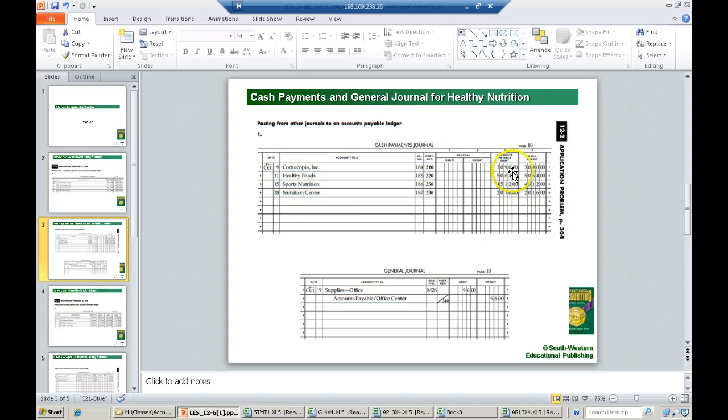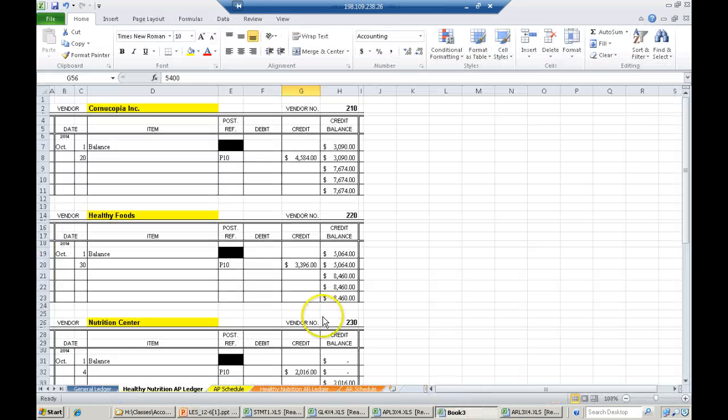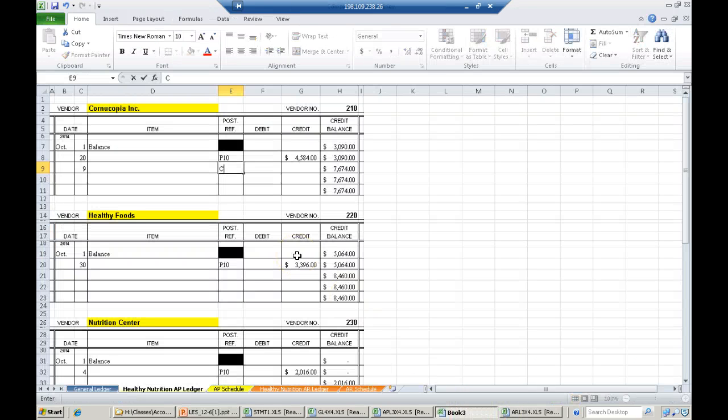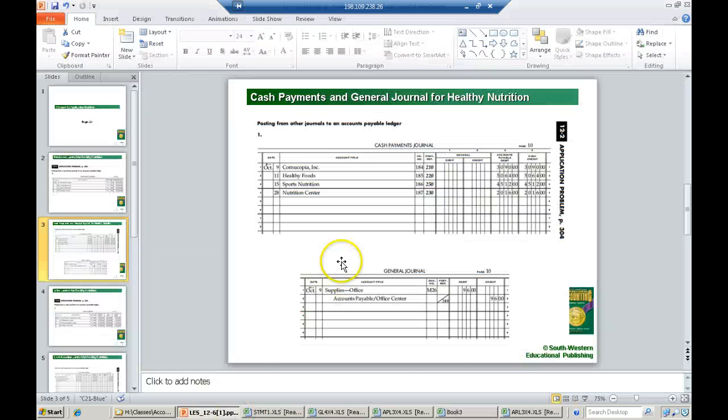On the 9th, we made a payment of $3,090 to Cornucopia. So let's go to Cornucopia. We're going to put on the 9th, we made a payment. This came from the CP10, cash payments, page 10, and the payment was for $3,090. Notice the tally changes for us. Now we only owe them $4,584.